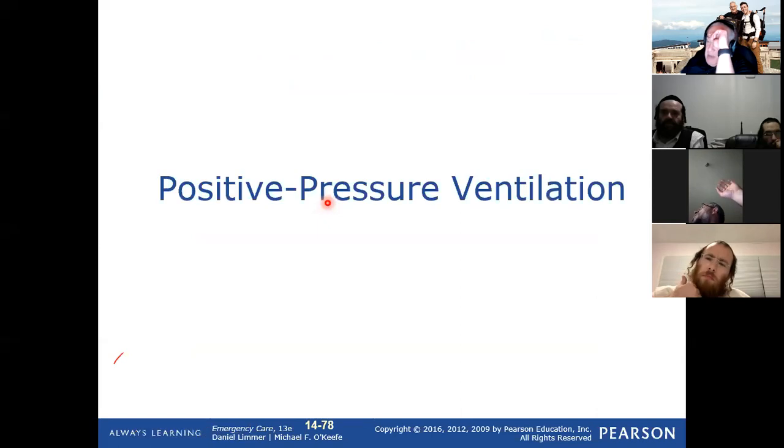Okay, so that's CPAP. Now, artificial ventilation. This means we are forcing air into them. So up to this point, we had the non-rebreather, the nasal cannula, the Venturi mask, and CPAP. Those are for people who are breathing on their own.